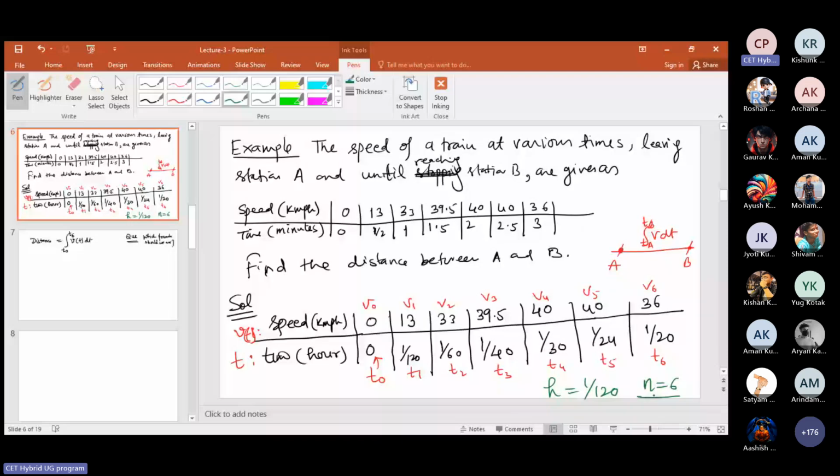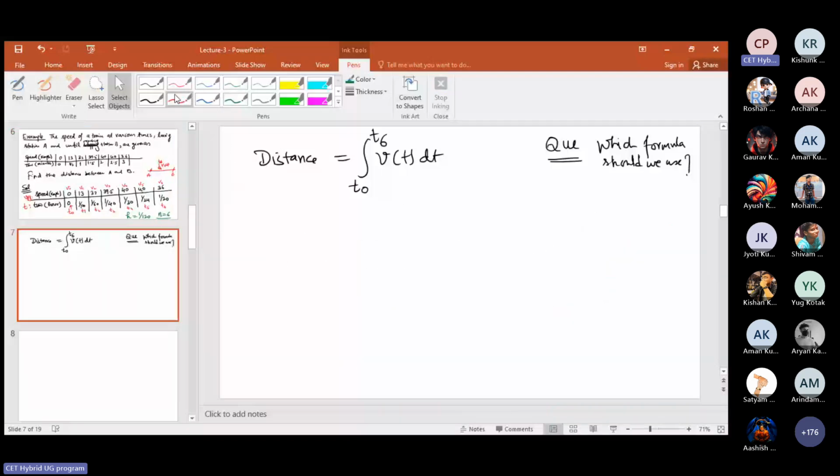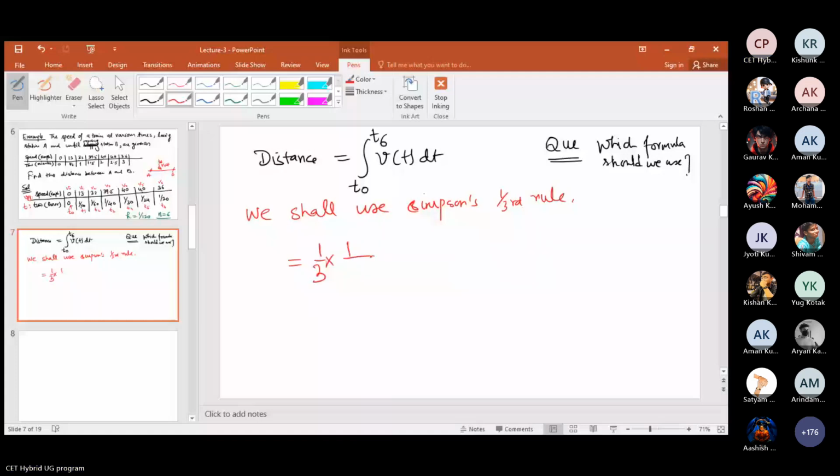Let us use the 1/3 method so that the calculation can be faster and reasonably accurate. So we shall use Simpson's 1/3 rule. Then the integral will be equal to, according to Simpson's 1/3, 1/3 into h. What did I tell you h is? 1/120.